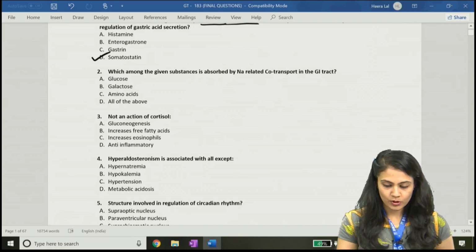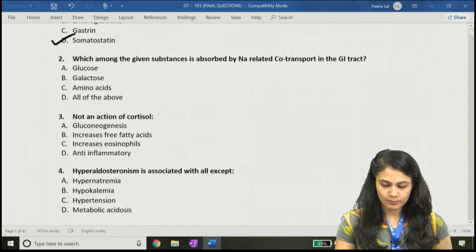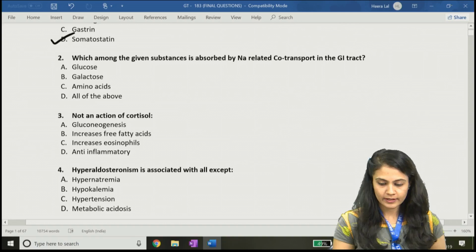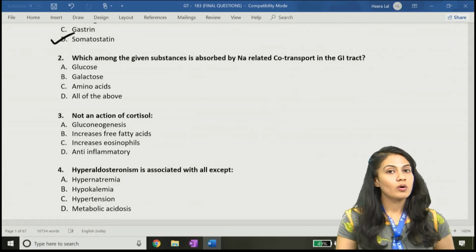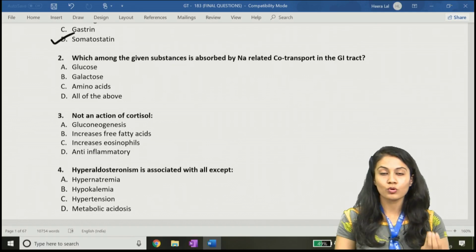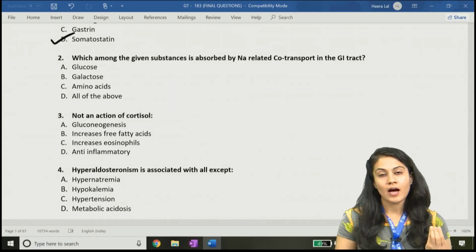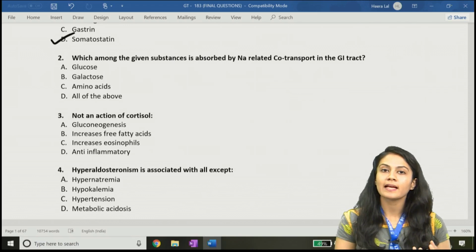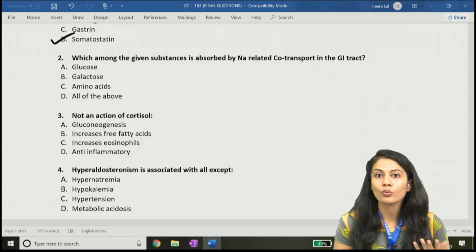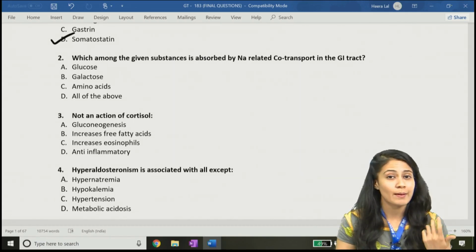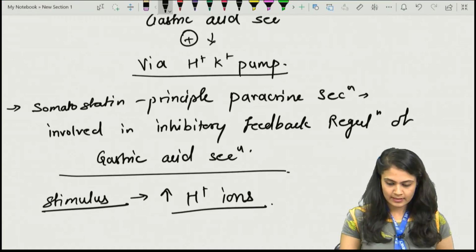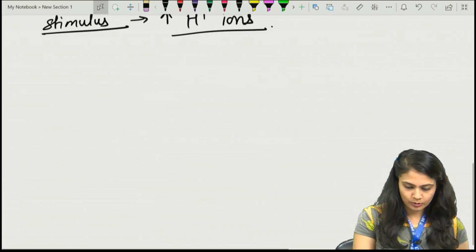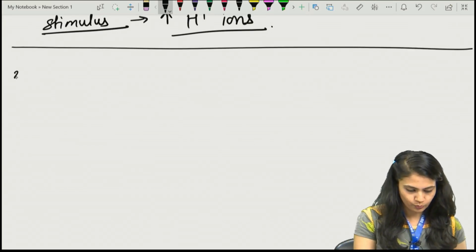They ask which amongst the given substances is absorbed by sodium-related co-transport in the GI tract. So remember, most substances are absorbed in the kidney as well as in the GIT with the help of sodium itself, for example glucose, amino acids, iodide and all those things. So let's discuss question number 2.